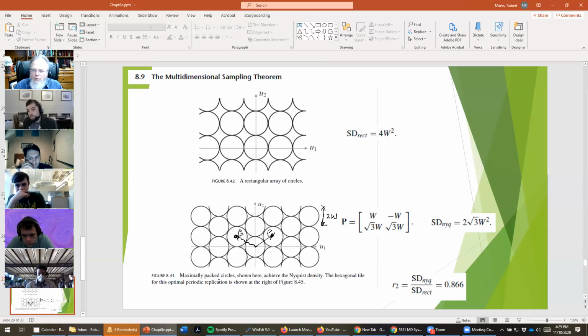And again, in choosing your P1 and P2, you're kind of seeing where the origin is. Well, that's the center of the circle. So you want a center of a circle here, and that's at this point. And you want the center of the circle over here, and that's at this point. So if we look at that, here's what the periodicity matrix is.